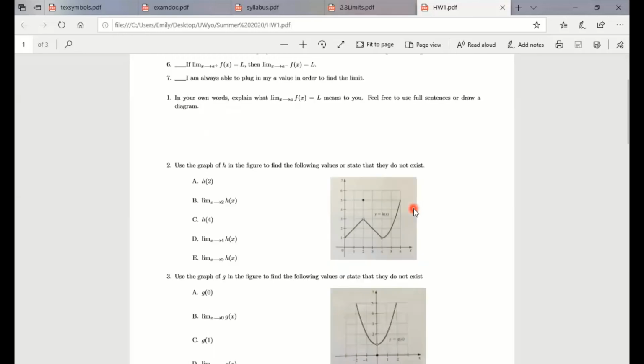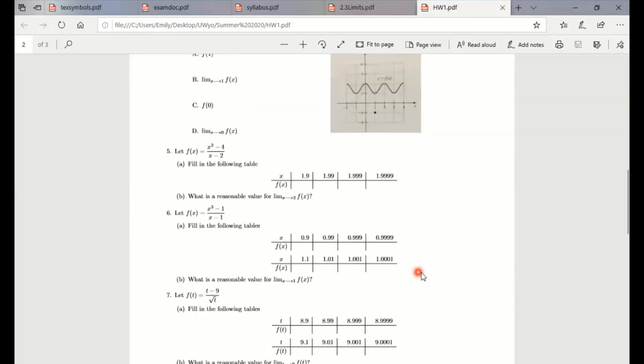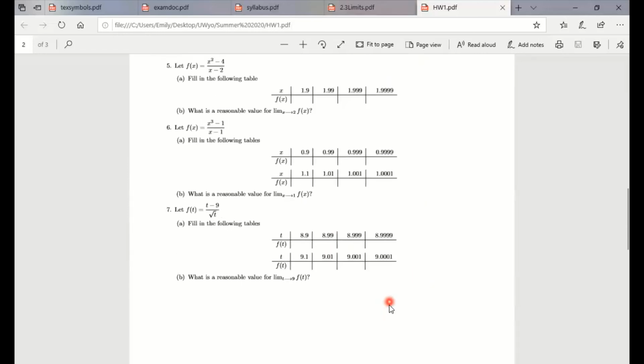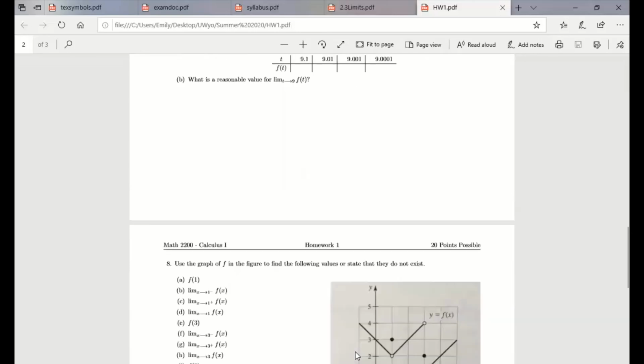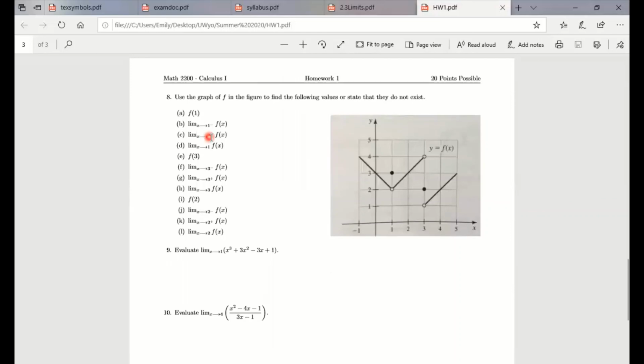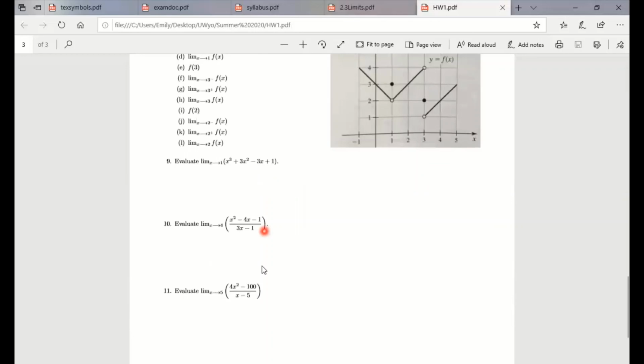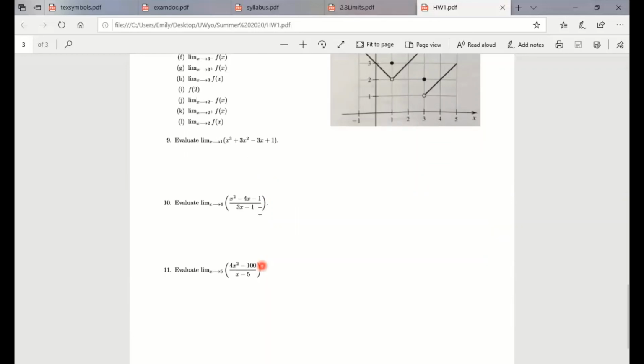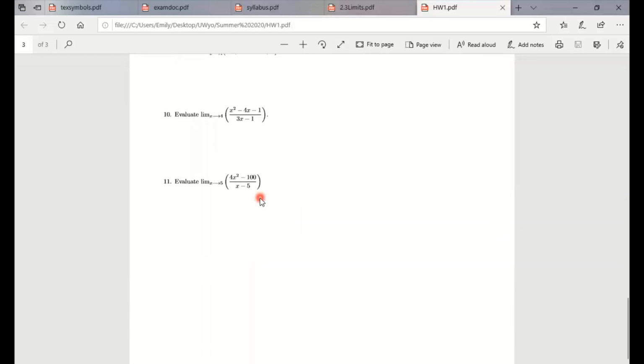And then just like in examples, I've got using graphs to find limits. I've got a couple questions like that, using tables to find limits. And you might say, Emily, I don't want to do a million of these, but the easiest way to learn this sort of stuff is just to do it over and over and over again until you can't get it wrong. And then we've got right-hand and left-hand limits using a graph. We've got polynomials. We've got rational functions. And then problem number 11 is kind of expert mode.